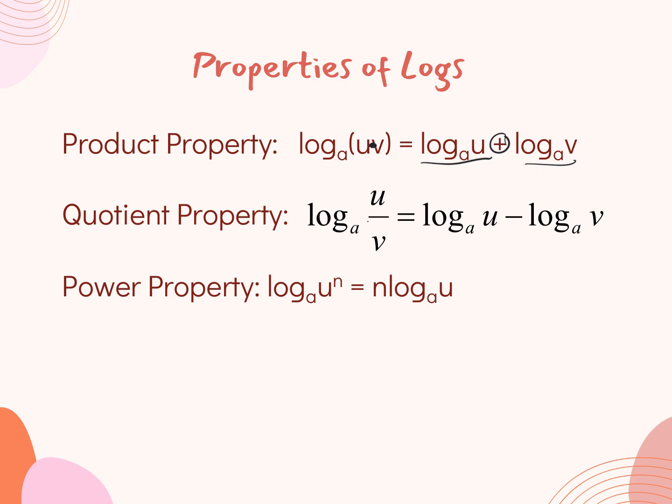If I have log base a of u divided by v, that's log base a of u minus log base a of v, all right? And then you have a power property where if I have log base a of u to the power of n, that n can move out front, and it's n times log base a of u, all right?